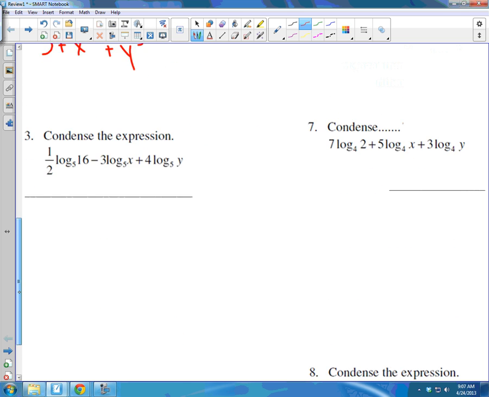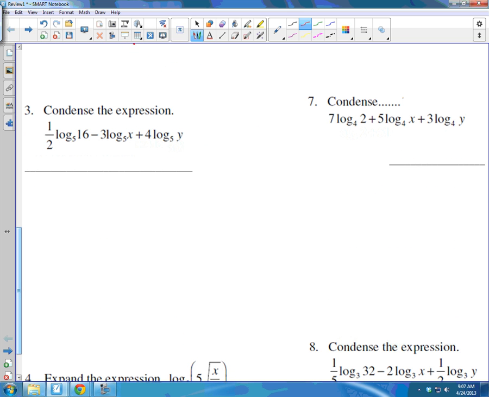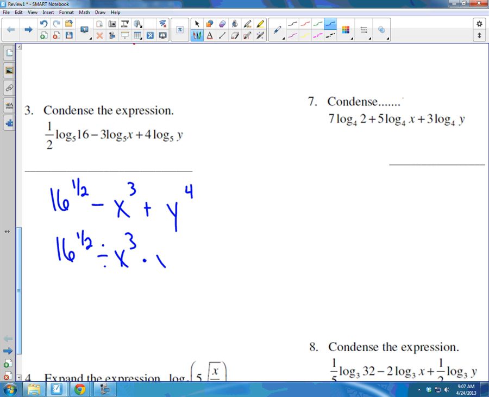All right, number 3, I'm condensing. So instead of having 3 logs, I'm going to condense it down into 1 log. So the first thing I'm going to do is take all of my multiplication and move it back as an exponent. And when I write this, I'm going to write this without the logs. So 16 to the 1/2, no log written with it, minus x cubed, no log, plus y to the 4th. And now the subtraction and addition turns into division and multiplication. So 16 to the 1/2 divided by x cubed times y to the 4th.